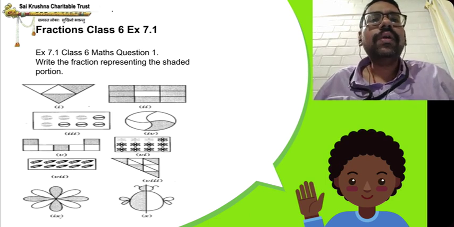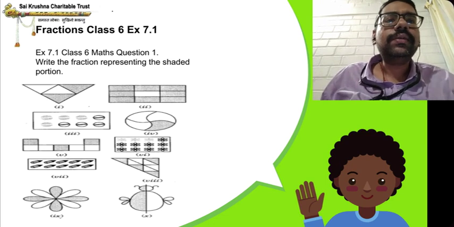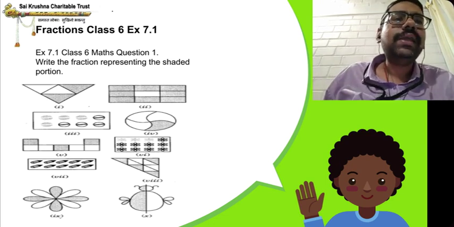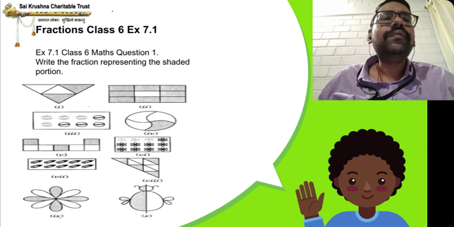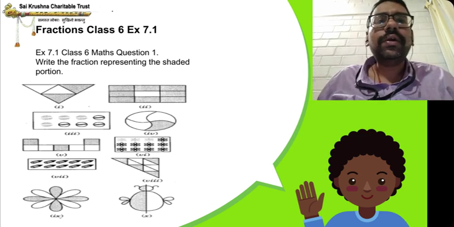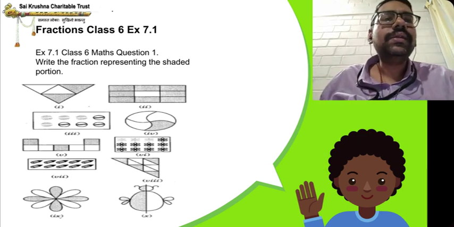Therefore, how can you represent it as a fraction? For the third one, 1 out of 4 is shaded. So how can you write it? 1 divided by 4. 1 out of 4 can be represented as a fraction as 1 divided by 4. So the others, can you do them, children? I'll give it to you as an exercise. You try yourself.